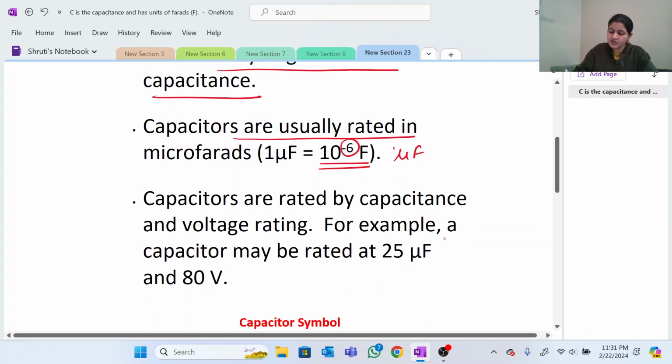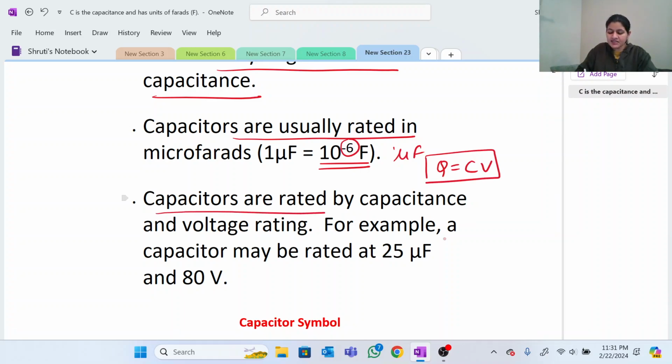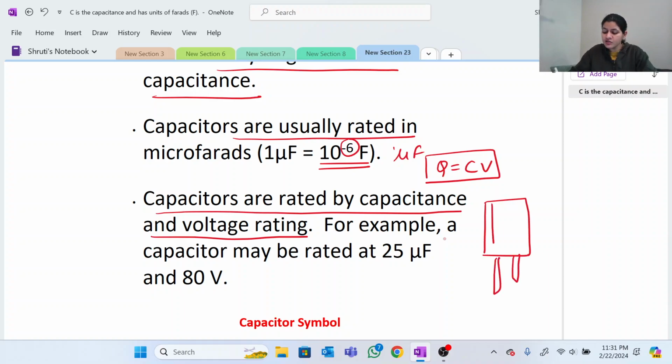So yeah, this is the capacitance formula: Q is equal to C multiplied by V. Capacitors are rated by capacitance and voltage rating. Whenever you are going to buy a capacitor, I have shown you a photograph of a capacitor which had 2 legs. That capacitor had 2 ratings written over it, the one which I circulated in class. I think it was 250 microfarad capacitance rating and 250 or 200 volt voltage rating, right?